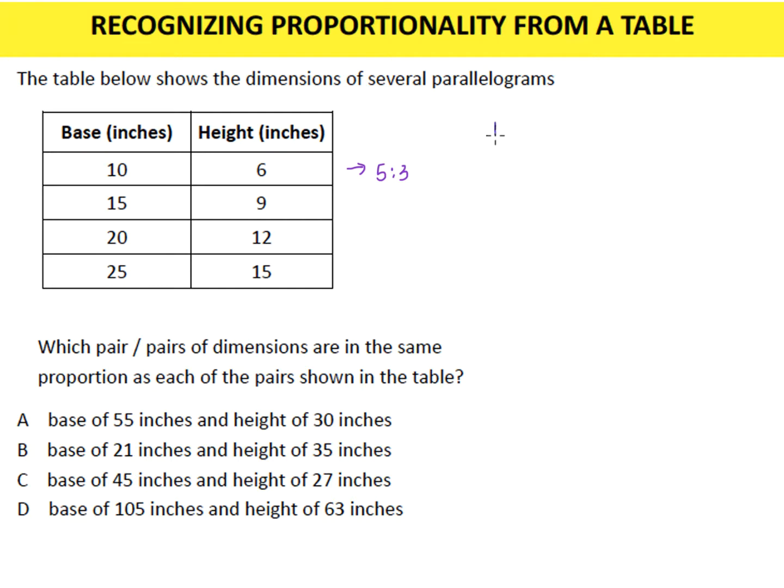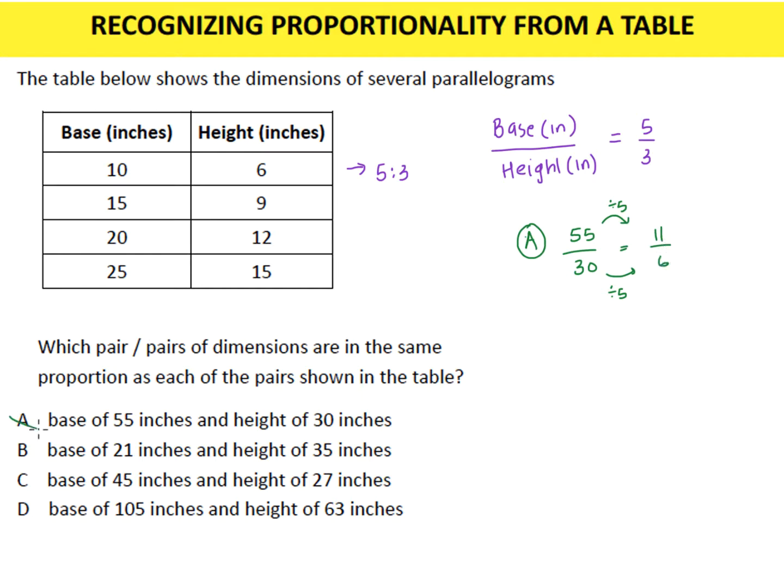So let's start with writing down this ratio. So we have base in inches over height in inches, and we know that in the simplest form the ratio needs to be 5 over 3. So let's take each of these options and see what is the ratio in the simplest form. So let's take A. We have a base of 55 over a height of 30, and if we divide both top and bottom by 5, you will get 11 over 6.